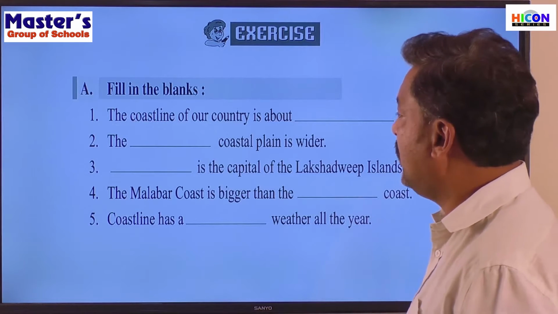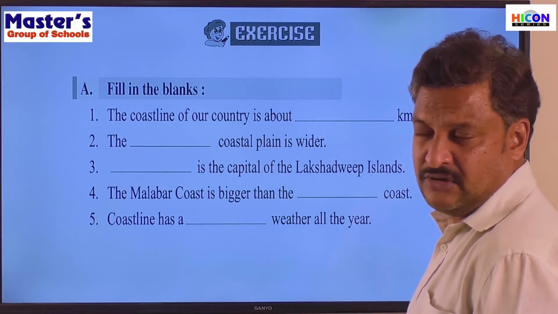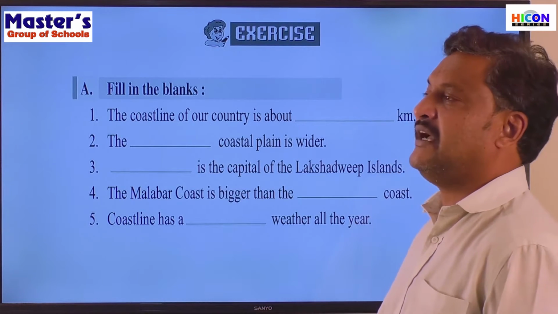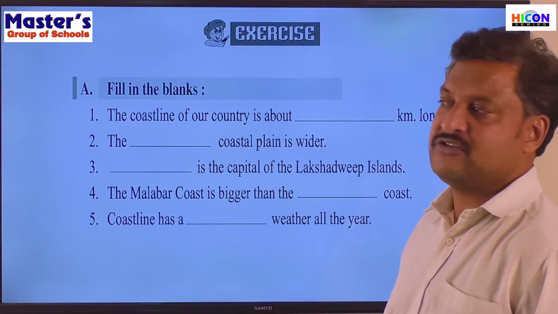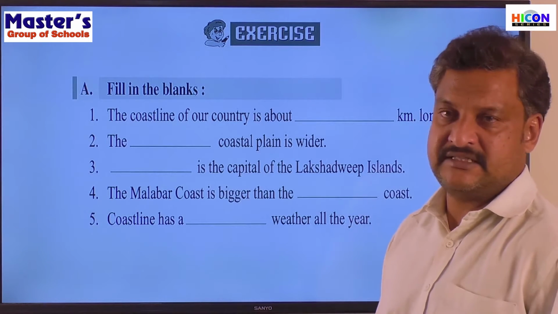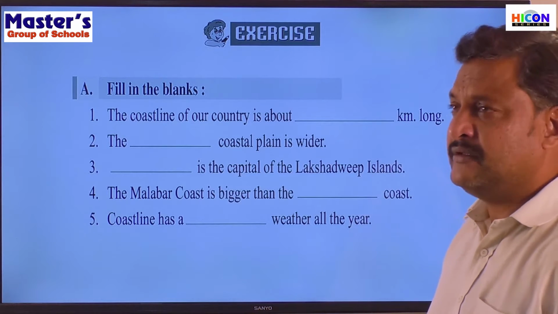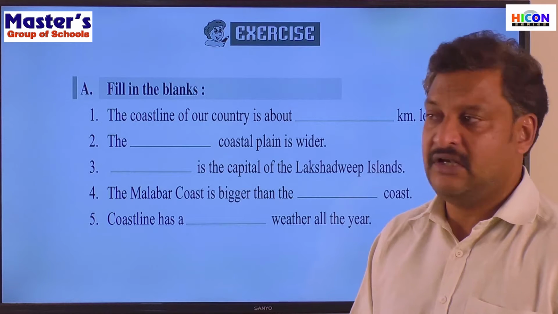Now, third one: dash is the capital of the Lakshadweep Islands. A group of around 36 scattered islands in the Arabian Sea is known as the Lakshadweep Islands, isn't it? Yes. What is the capital of Lakshadweep? Kavaratti. The island called Kavaratti is the capital of Lakshadweep.